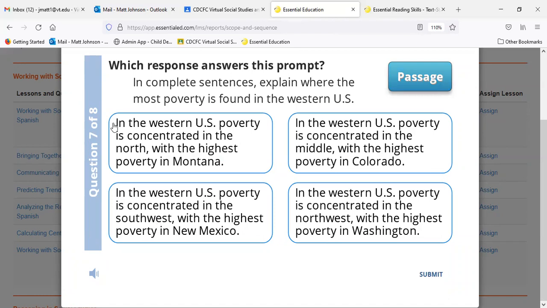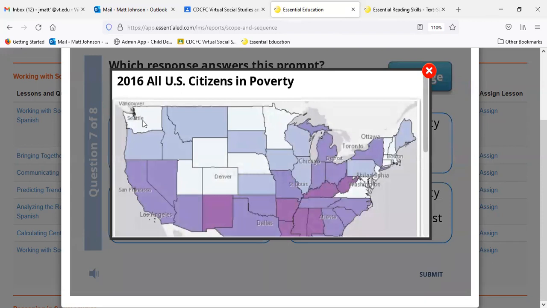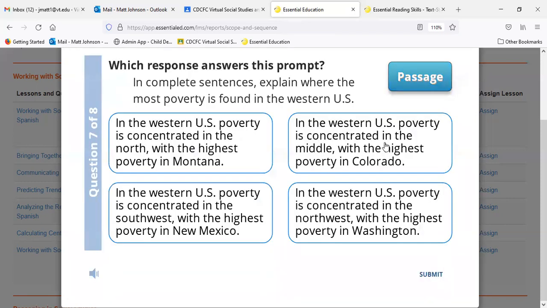So everything else is outside of that. In the Western U.S., poverty is concentrated in the North. No, right? That is not Oregon, Washington and Oregon. Washington actually has a pretty low rate, so does Oregon. In the Western U.S., poverty is concentrated in the middle with the highest poverty in Colorado.